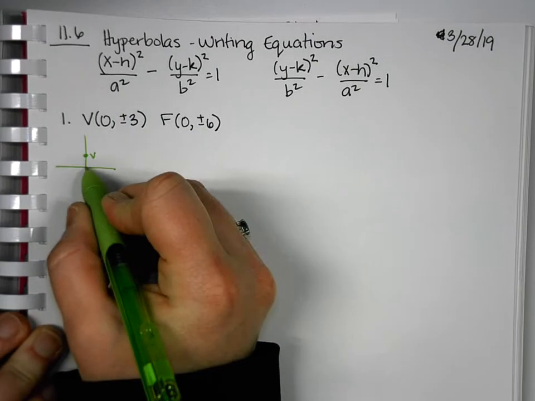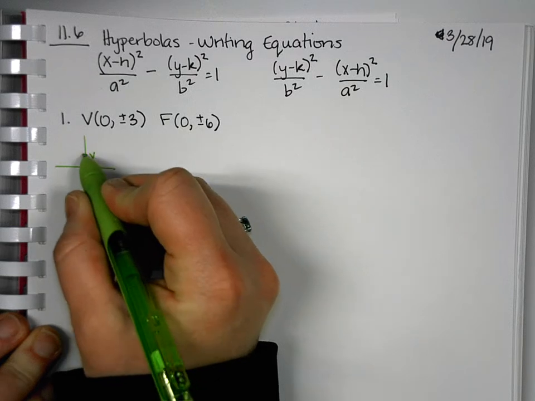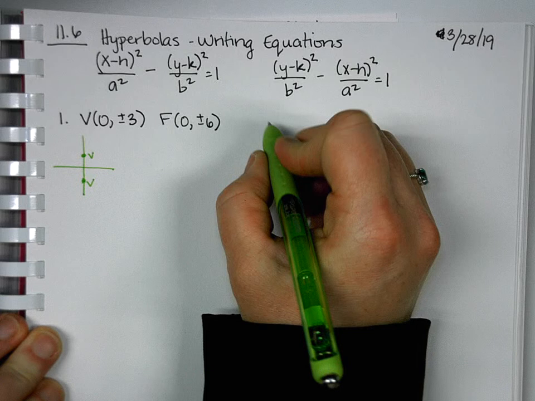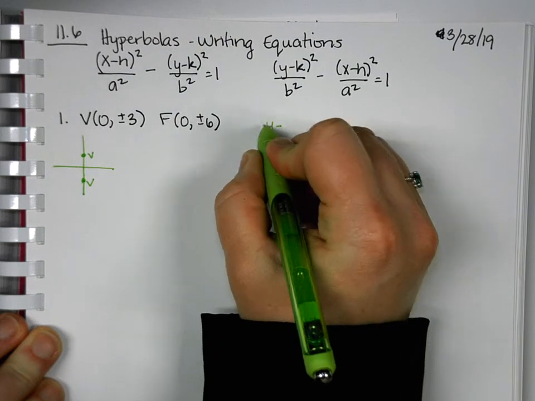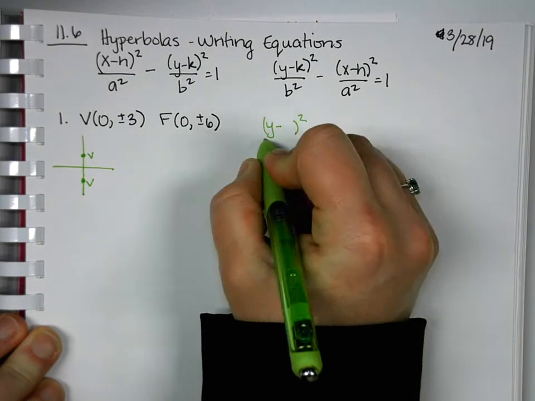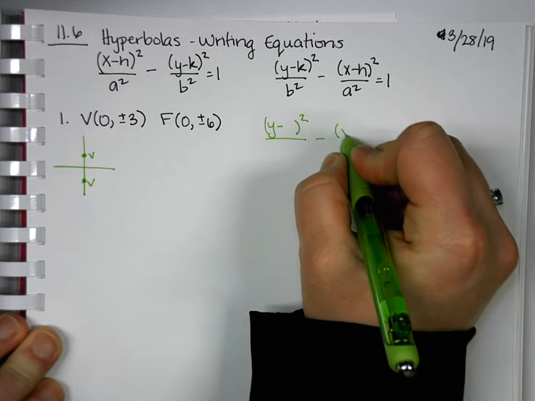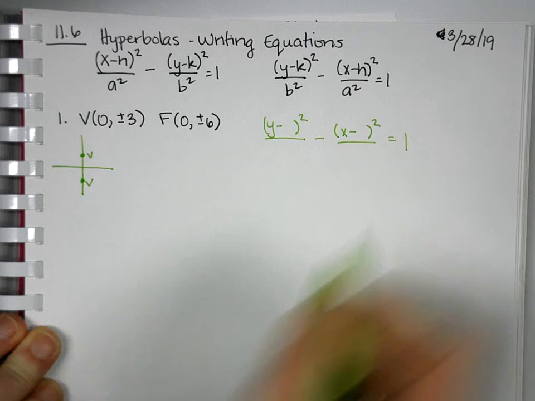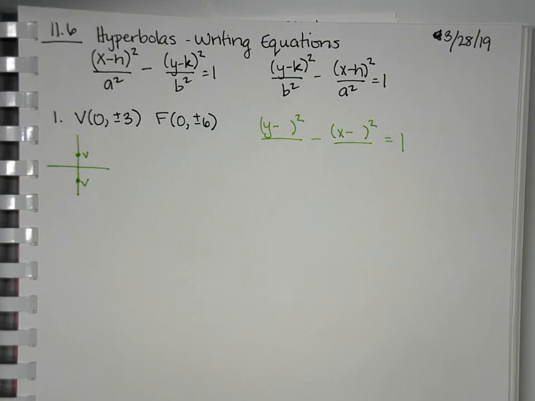Okay, so what that's telling me is that I have a vertical hyperbola, which means I'm going to use the second equation. So y minus whatever k is squared over b squared, and then x minus whatever I find for h over a squared equals 1. So I can write the outline of what my answer is going to look like.